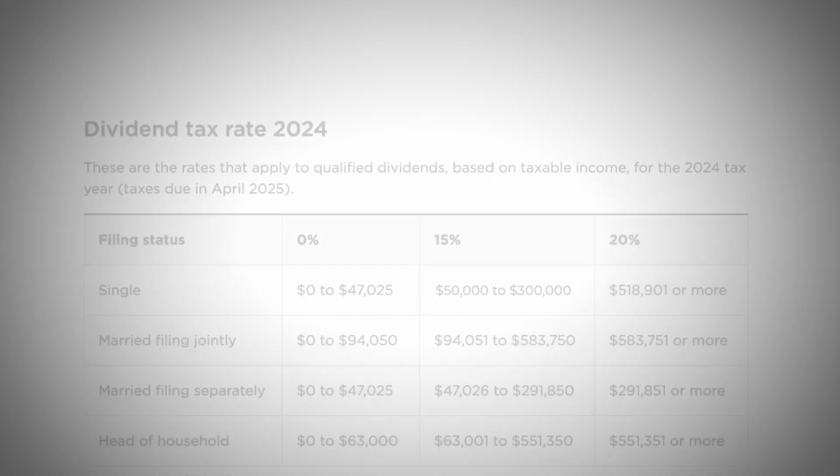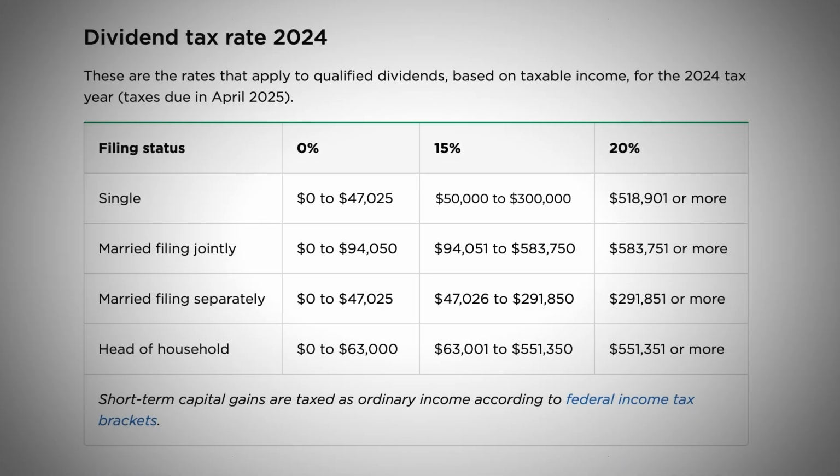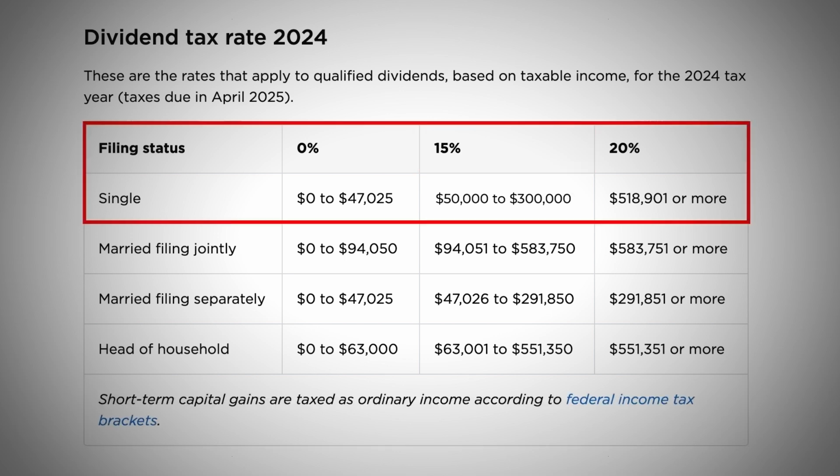And even though the previous example is taxed at 0%, as you build a larger portfolio, you're going to end up having to pay some sort of taxes. For example, if you are a single filer that has a total income of $300,000, let's say $50,000 of that was from dividend income, that would all be taxed in the 15% tax bracket.